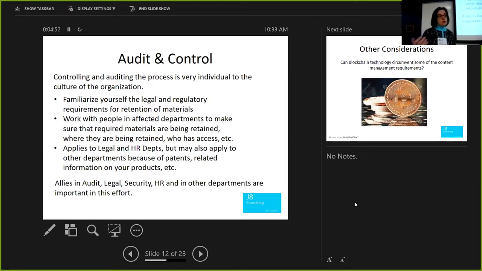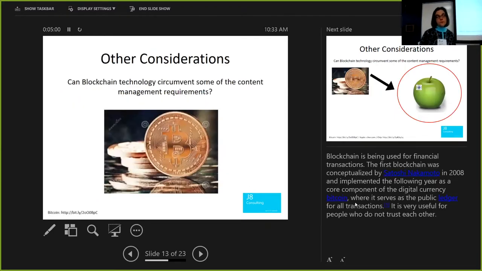The key is to have allies in audit, legal, security, and HR, because they're really important in any content strategy effort. So there's a lot of other considerations, but one thing I've been thinking about is whether blockchain technology can circumvent some of the content management requirements.